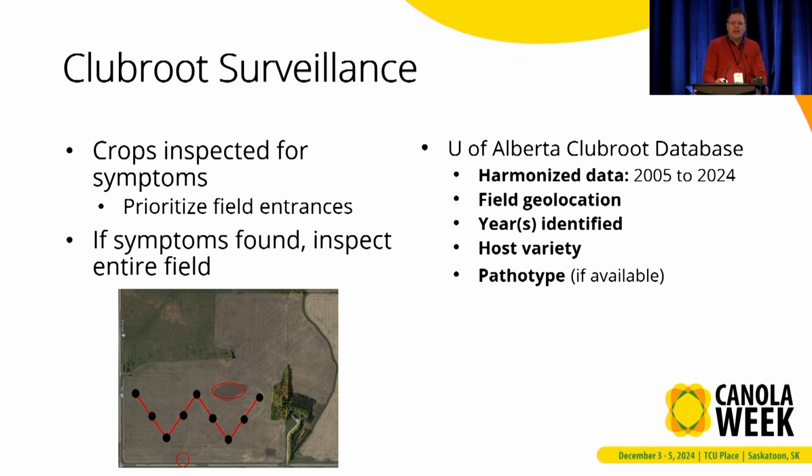which has harmonized data from 2005 to 2024. And this includes the field geolocation, the year or years where Clubroot was identified in that field, whenever it's available, and the host variety from which the plant was obtained. Sometimes we'll also have pH and other information, as well as the pathotype found in that field when we have that available.